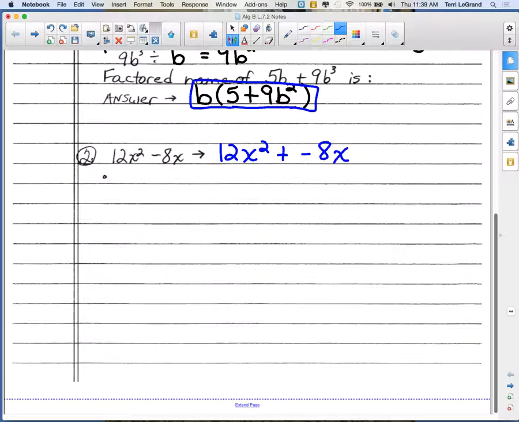Okay, so the first thing that we need to do is find the GCF of this polynomial, right? So we need to find the GCF of the number parts and then the GCF of the variable parts. So let's write down GCF of 12 and negative 8.